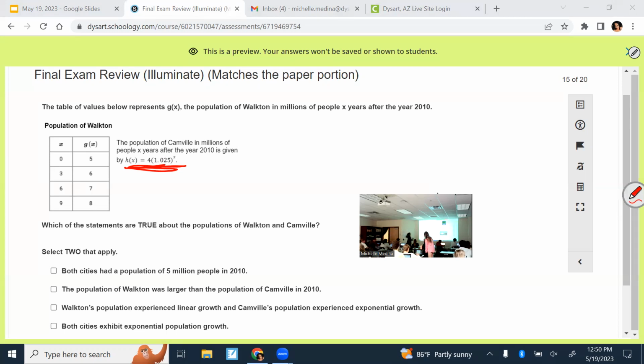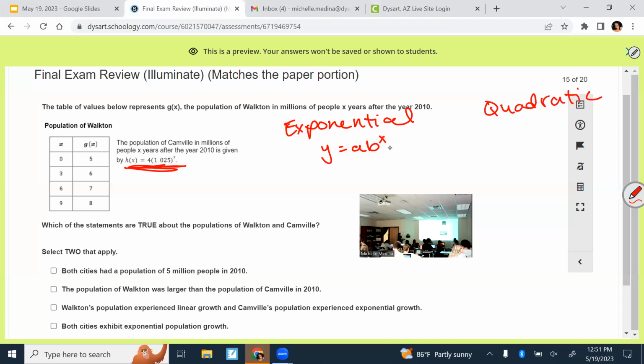Quadratic is one of them. Is this a quadratic? No. What is it? Say it louder, whoever said it. Exponential. An exponential function, all right? And I know it's exponential because it's in this basic format. This is something that I would put on my note card. Exponentials and quadratics were the main ones. y equals a times b to the x is my exponential. And then my quadratic is y equals x squared. That's like the minimum.